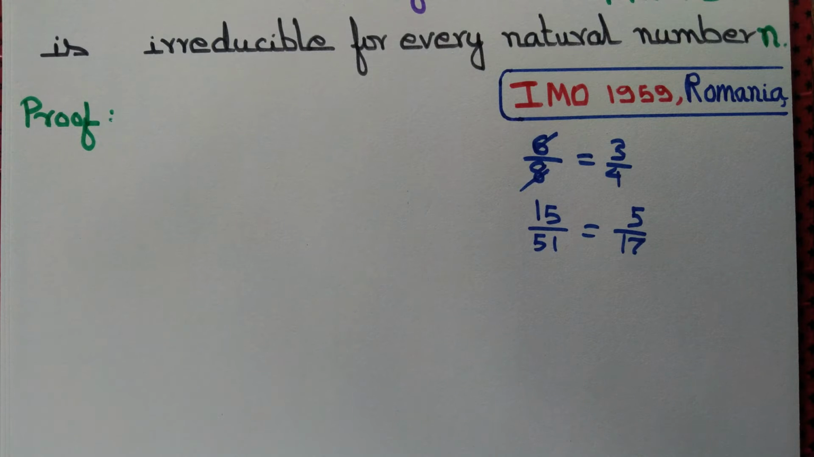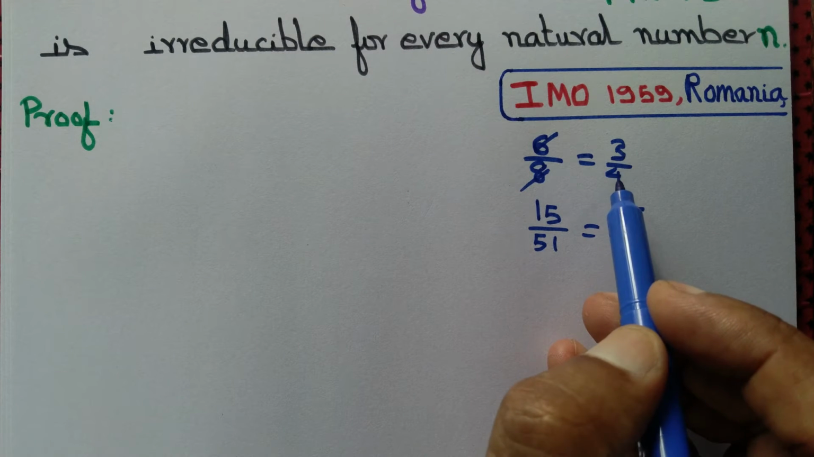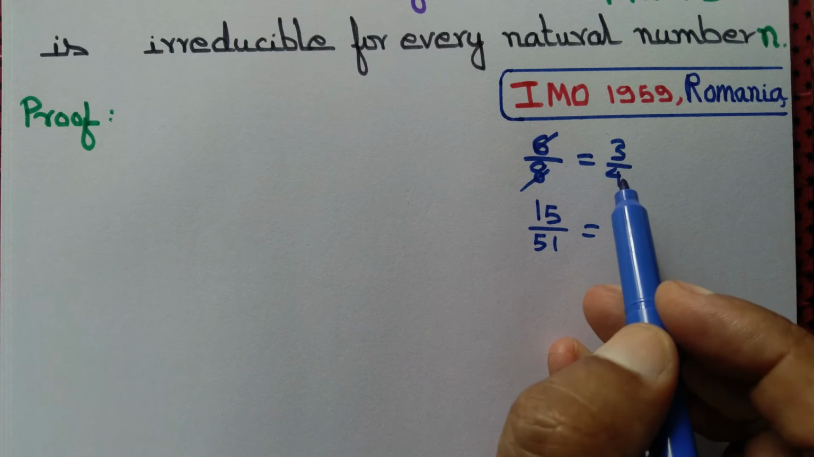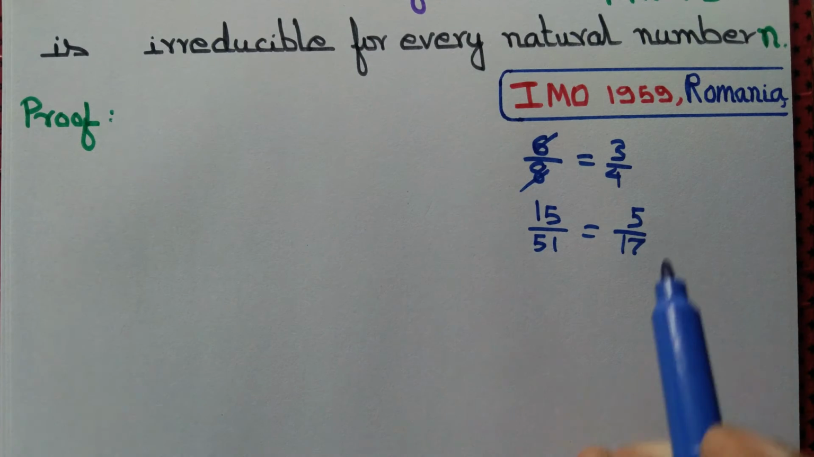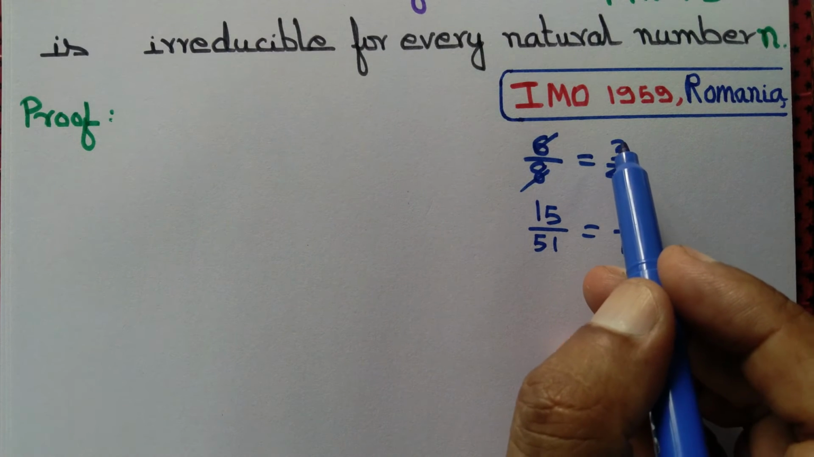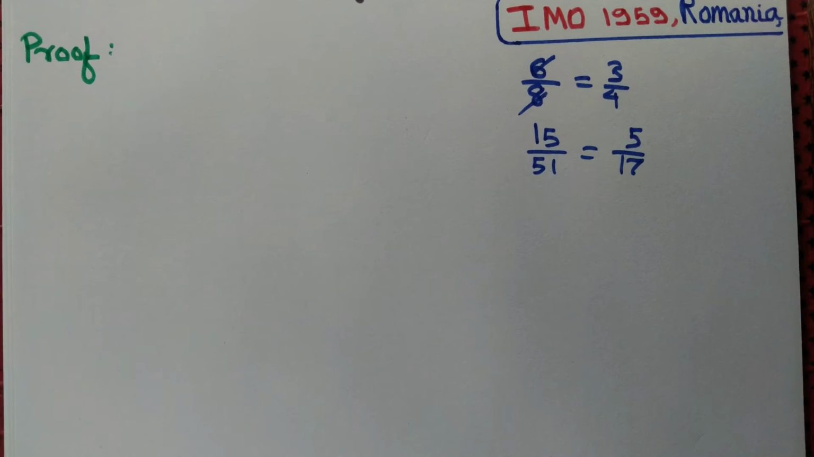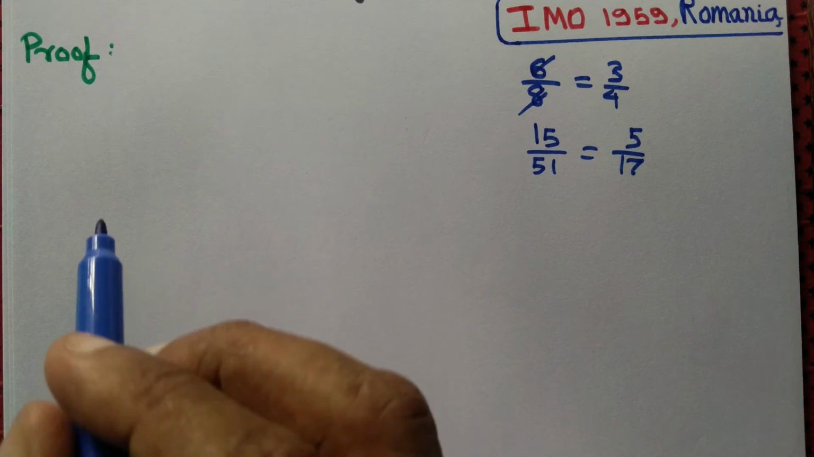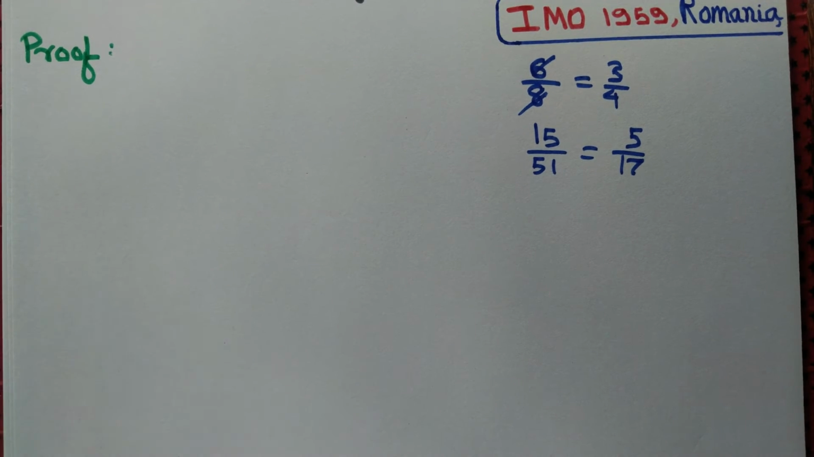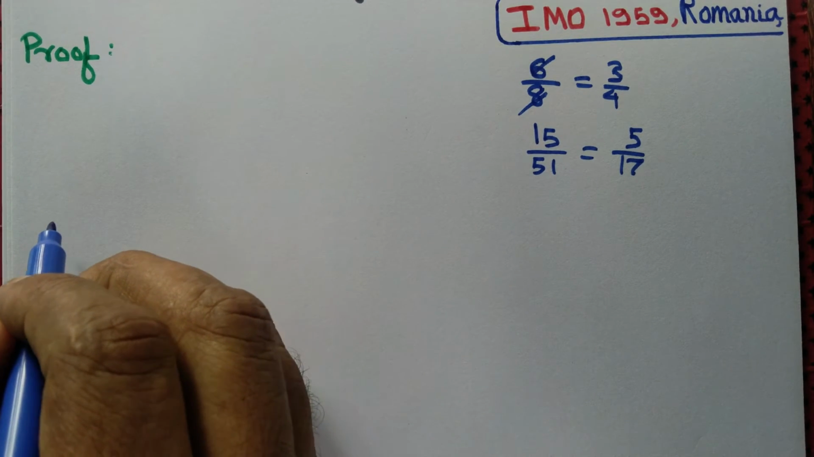So what do you mean by irreducible? We don't have any common factor of the numerator and denominator other than plus 1. So the only positive common factor of the numerator and denominator is 1. Let's prove that (21n + 4)/(14n + 3) is irreducible.